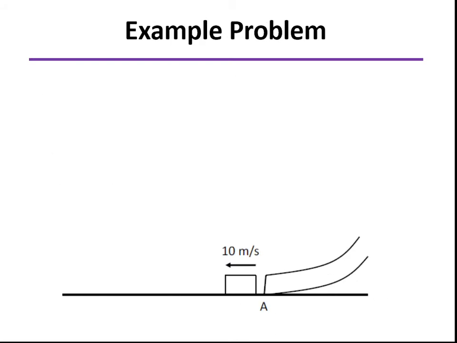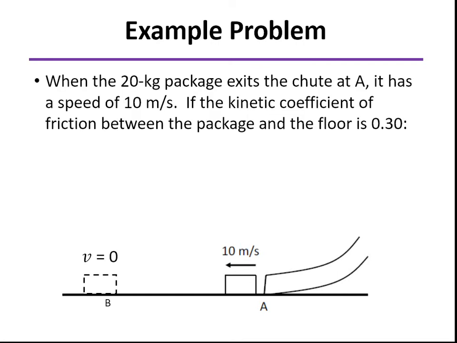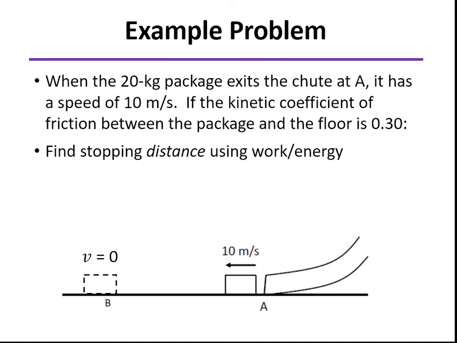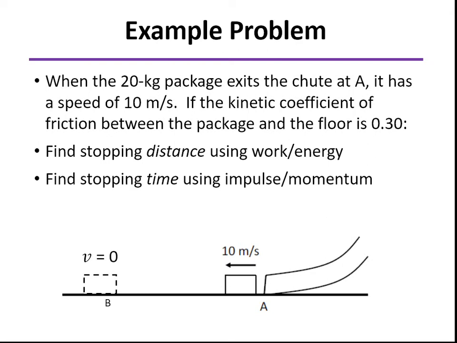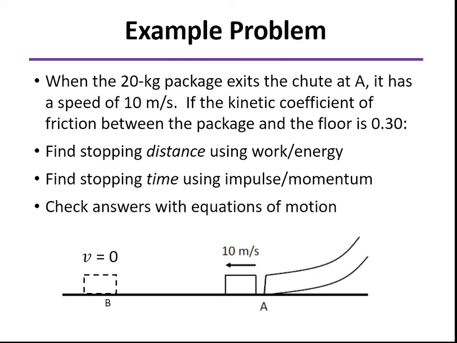So here's an example. This crate is sliding down a ramp. It hits the floor at point A at a given speed and slides with friction and comes to a stop at point B. And we can see some of the parameters there. 20 kilograms is the mass. Coefficient of friction is 0.3. We're asked to find the stopping distance, and we can use work and energy for that. But if we want to find the stopping time, we can use impulse momentum for that. And of course, we can use equations of motion to find both of those things.